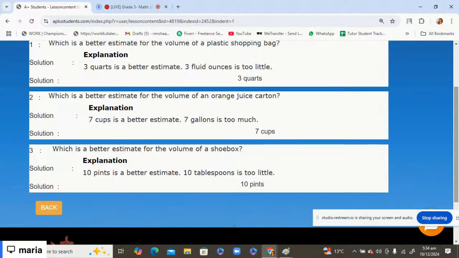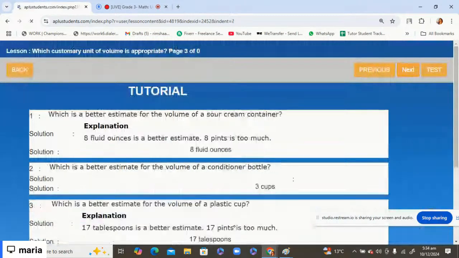Let's do the next. Which is the better estimate for the volume of the sour cream container? We are choosing between pints or ounces, but a pint is too much. The cream container is very small, so we are using only the ounces for that.